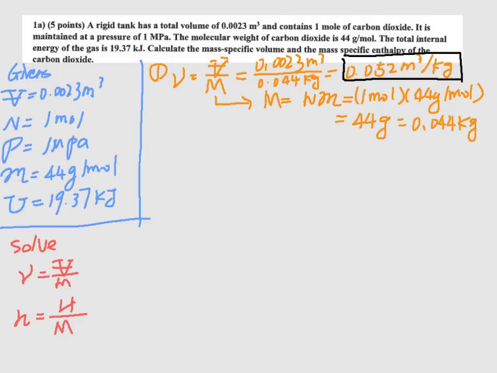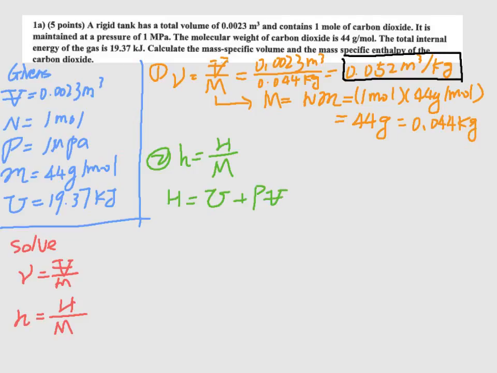Alright, now let's start solving for the mass-specific enthalpy, h, which is the enthalpy divided by the mass. This time we know the mass, which is 0.044 kilogram, but we don't know the enthalpy. However, we're given the internal energy. So how can you relate internal energy to enthalpy? Enthalpy is equal to the internal energy plus the product of pressure and volume.